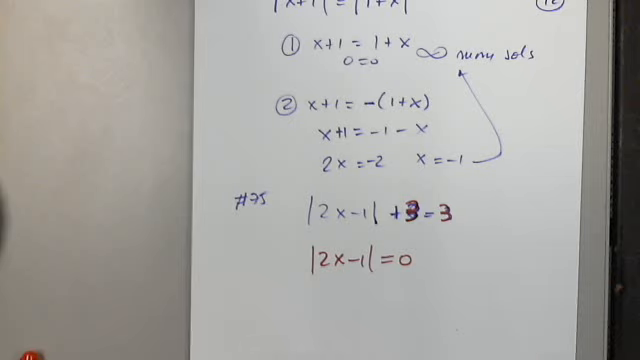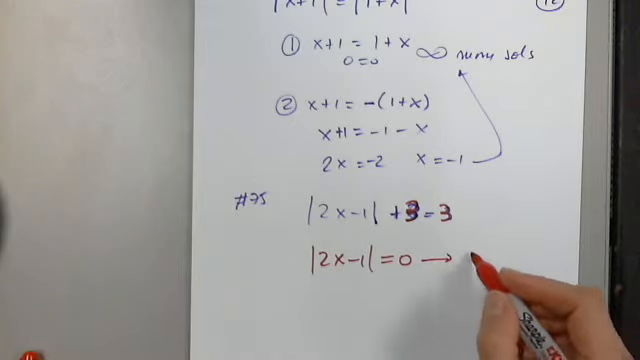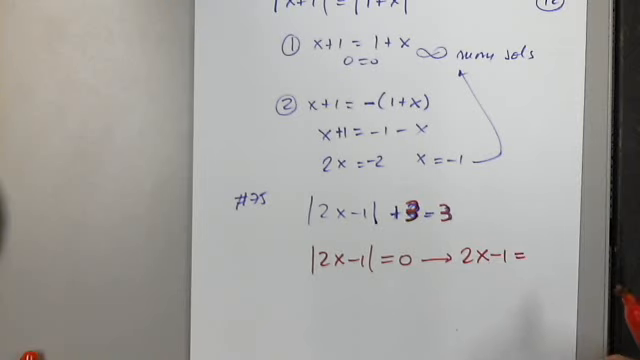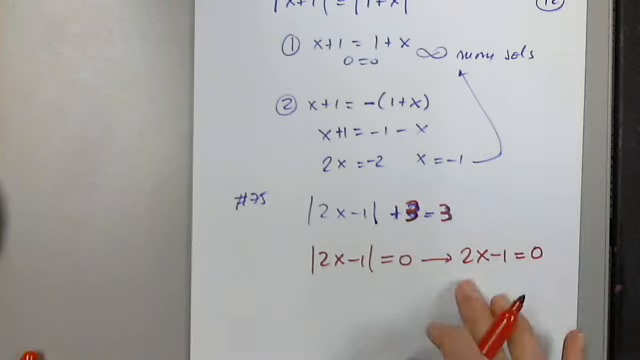Good. So then, from here, how many options are there? Yes, only 2x minus 1 equals? That's it. Linear equation, move 1, divide by 2.